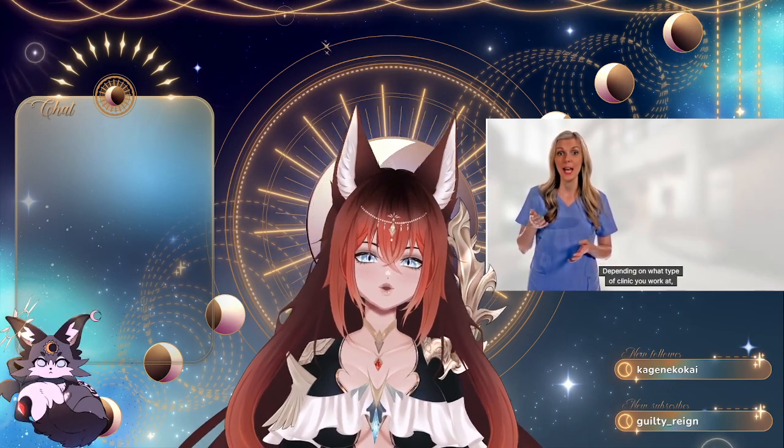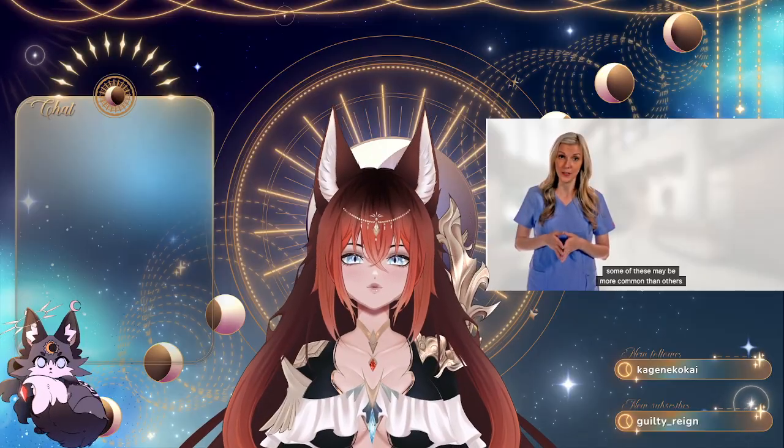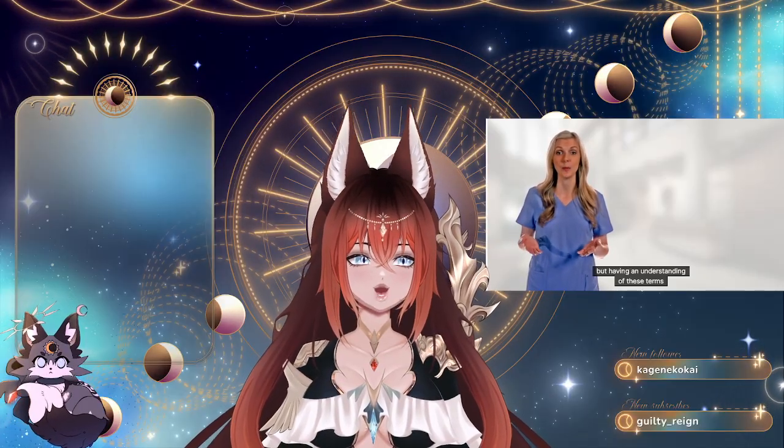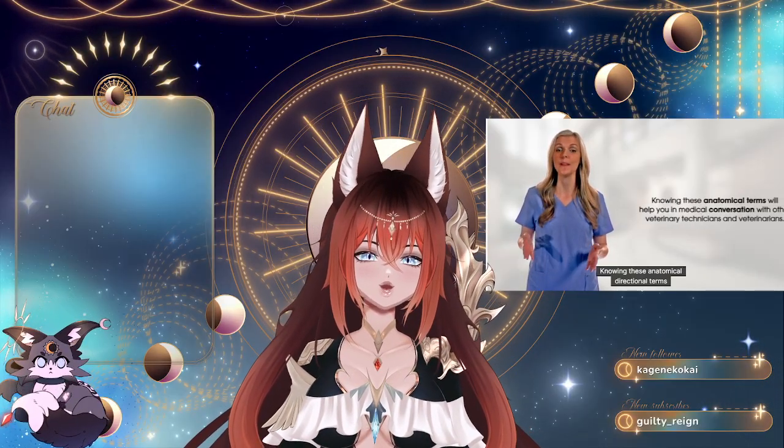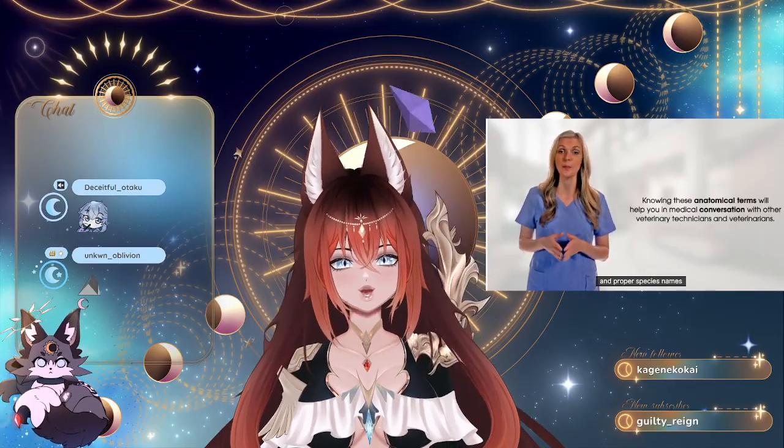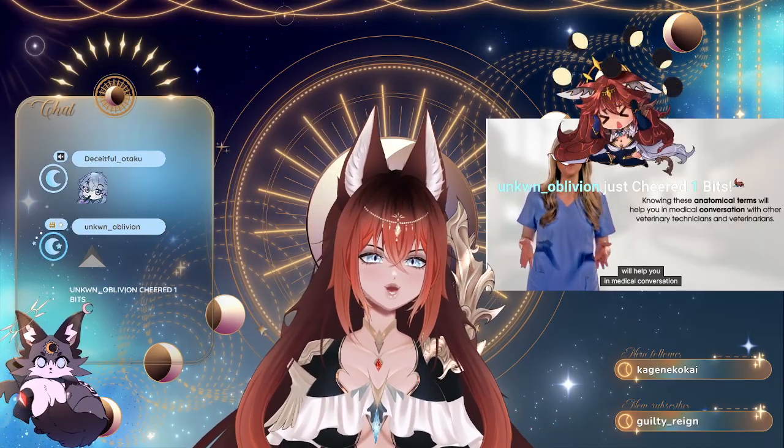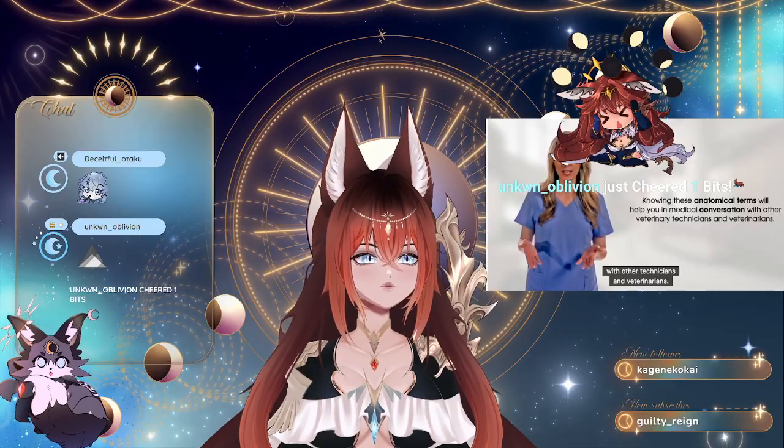Depending on what type of clinic you work at, some of these may be more common than others, but having an understanding of these terms will certainly help you. Knowing these anatomical directional terms and proper species names will help you in medical conversation with other technicians and veterinarians.